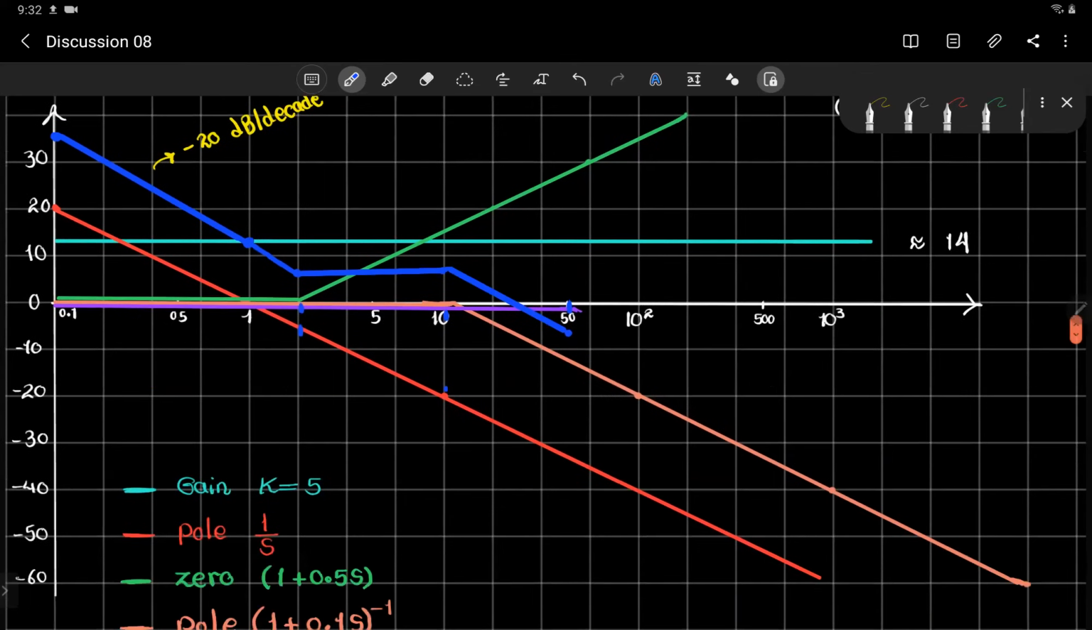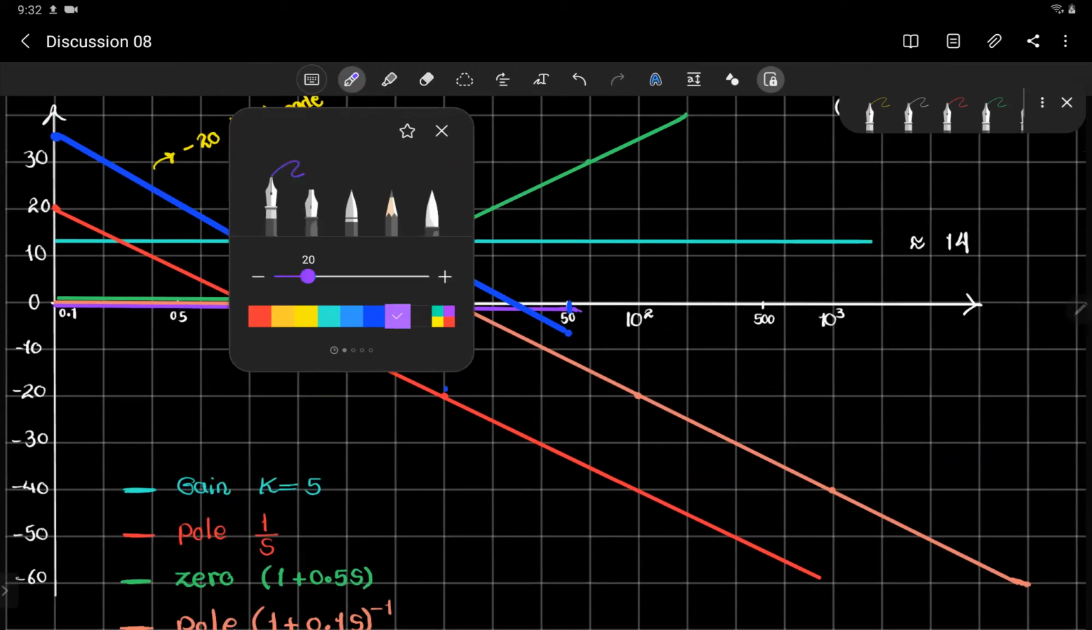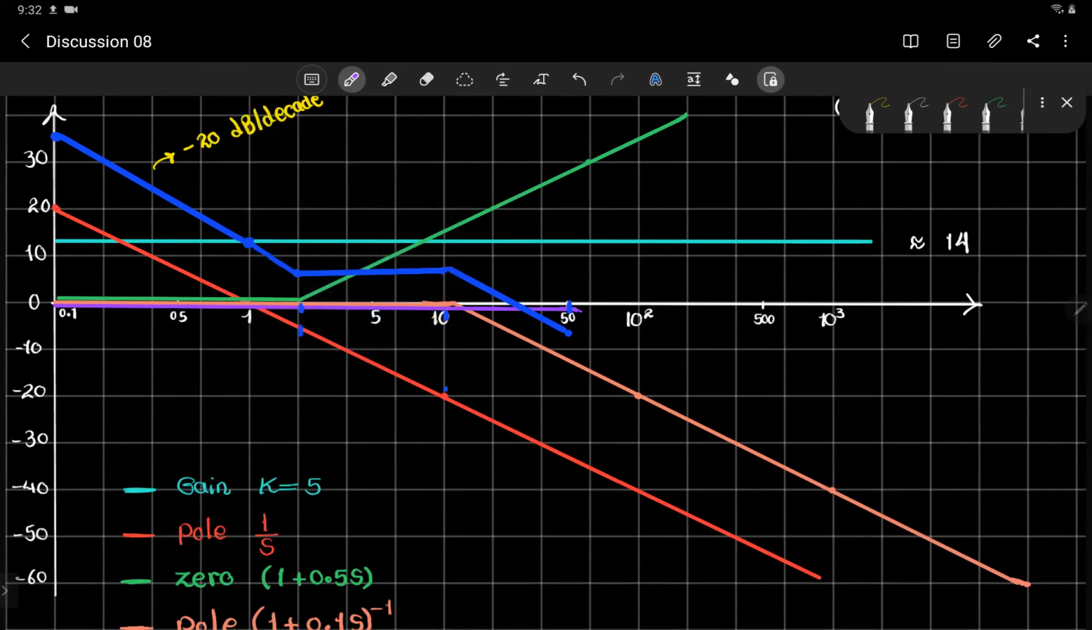And then finally at omega equal to 50, we start getting the contribution from the slope, which is -40. So let's first sketch the slope at -40, which we know that after decades will go to -40. So this is -20. This is -40. So this is the slope of that vector. We can just continue here.